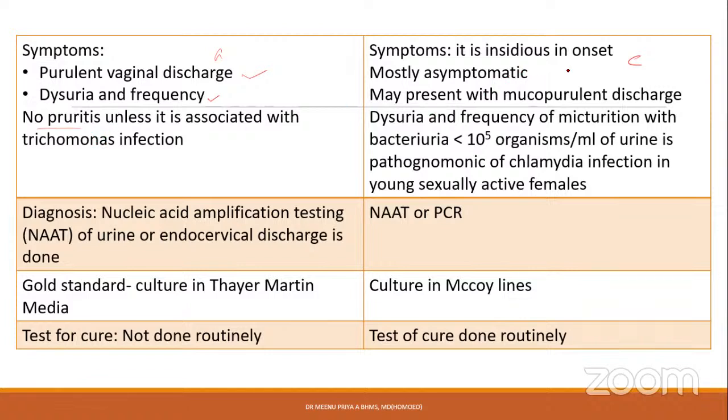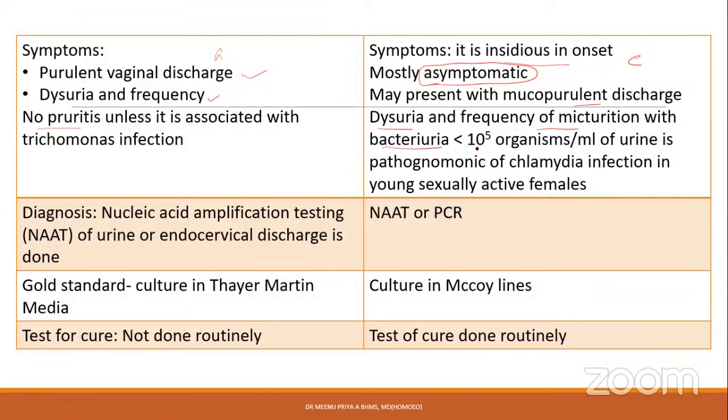And the symptoms of chlamydia: it is insidious in onset. There is no sudden onset and it is mostly asymptomatic. So just remember, chlamydia is mostly asymptomatic. If it is symptomatic, it will present with mucopurulent discharge, and again difficult and painful urination, increased frequency of micturition, and bacteriuria. On culture, we see a lot of bacteria.